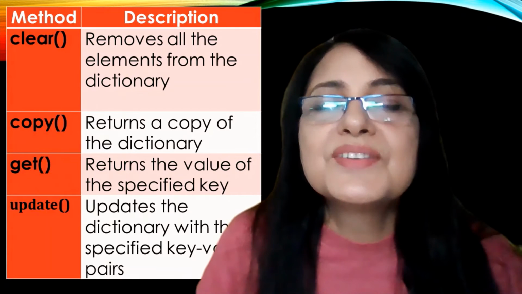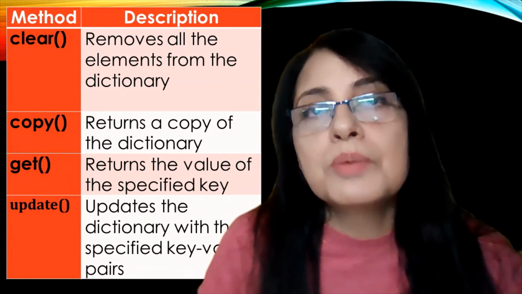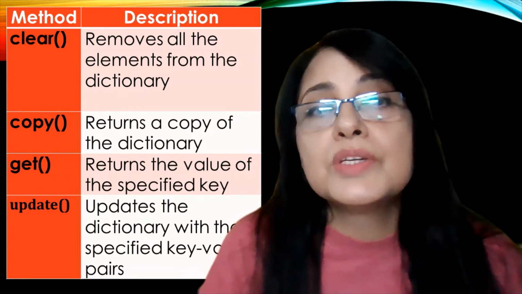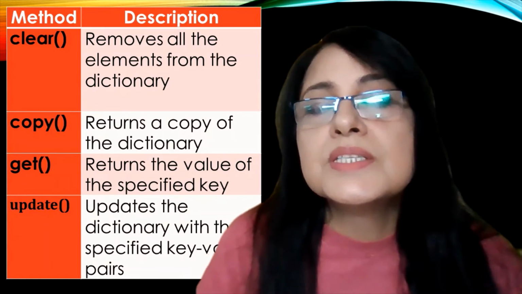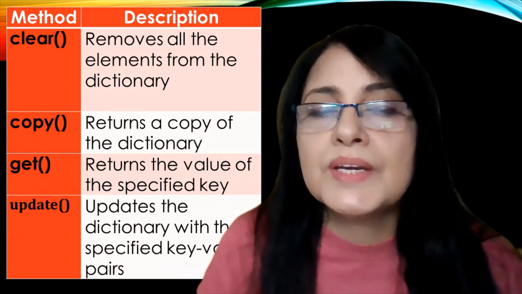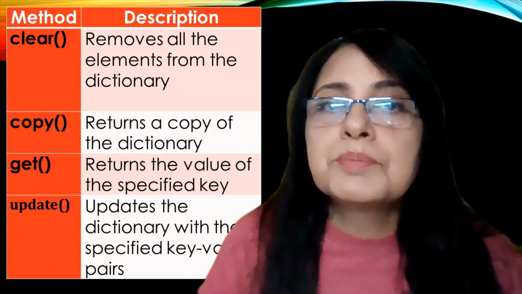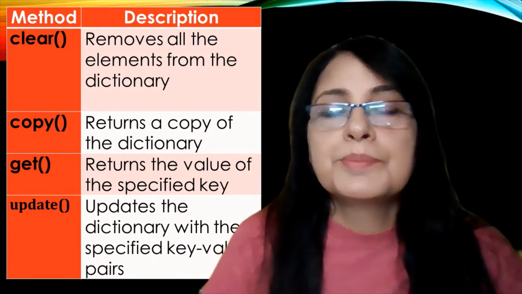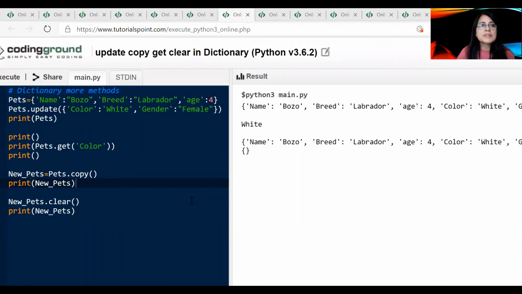The clear method removes all the elements from a dictionary. The copy method returns a copy of the dictionary, and get returns the value of the specified key. Update updates the dictionary with a specified key value pair. We look at some more methods: update, get, copy, and clear.